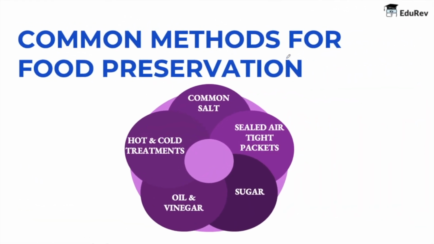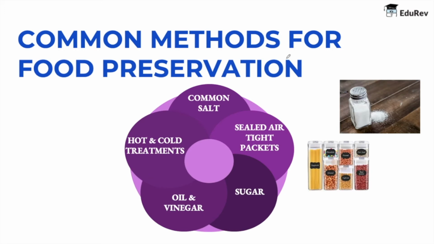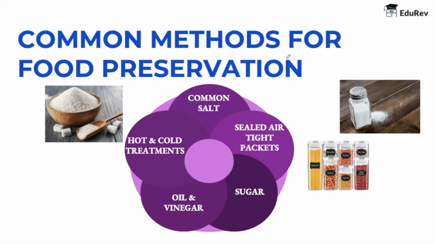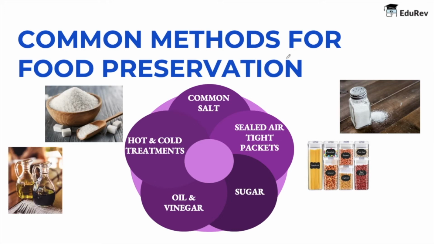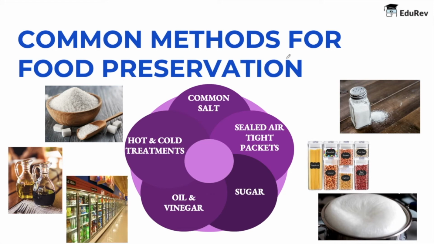Next, let's see what the common methods for food preservation are. Firstly, we can use common salt. Then we can use sealed airtight packets. We can use sugar. We can also use oil and vinegar. And in hot and cold treatments, we can either boil the liquid and drink it, for example in the case of milk, or we can refrigerate the products.